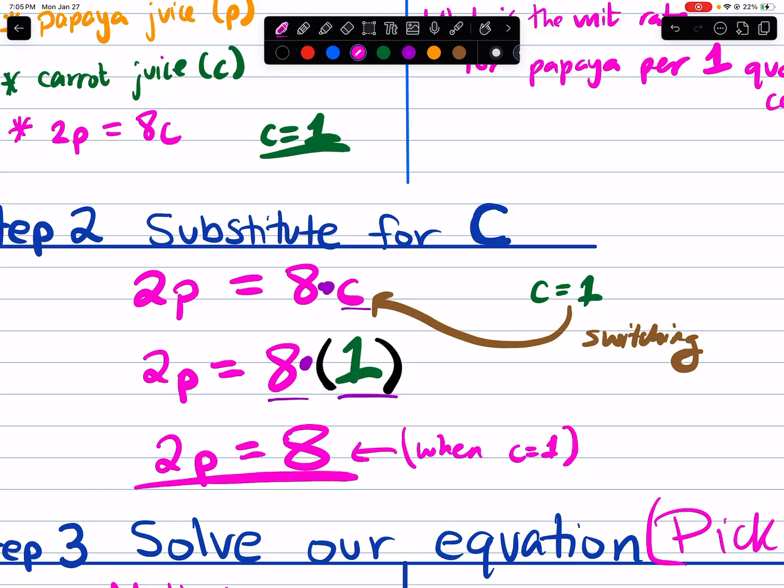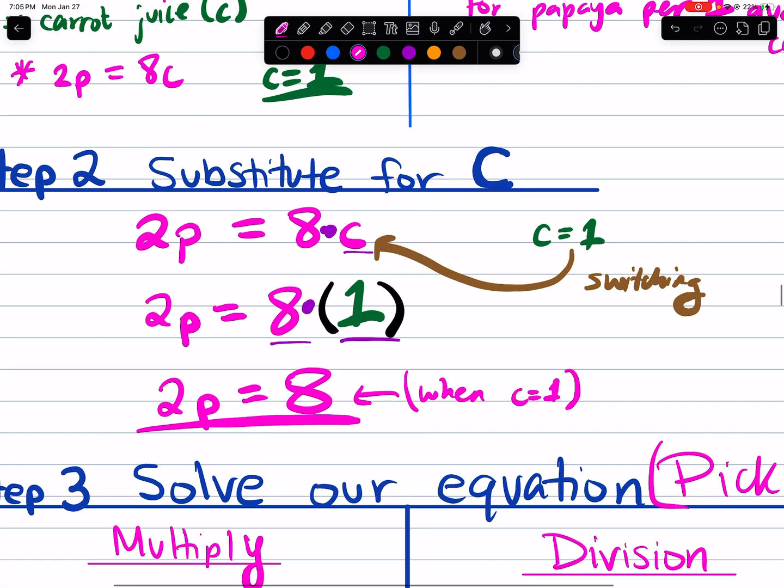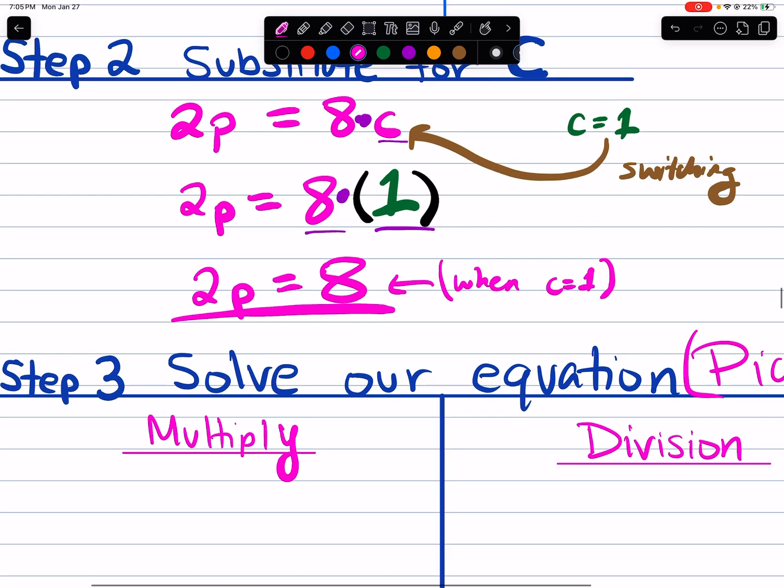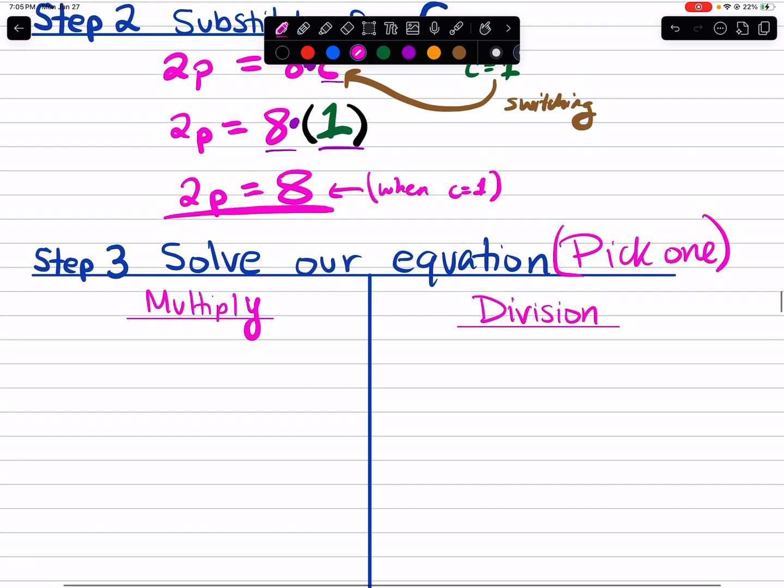When c equals 1, 2p is equal to 8. Now, for step 3, we're going to solve our equation. You can pick whichever one you want. It's the same thing regardless. So here we have 2 times the letter p is equal to 8. There's an invisible multiplication in the middle.